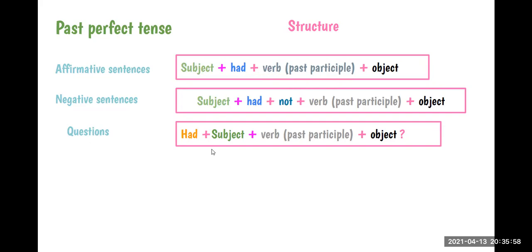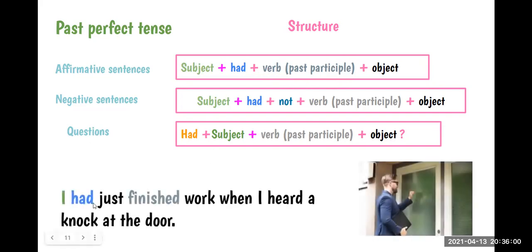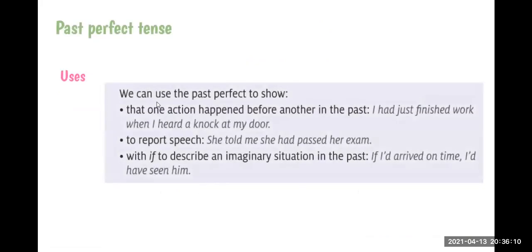Okay? For example, I had just finished work when I heard a knock at the door. Okay? We use the past perfect to show that one action happened before another action in the past. For example, the sentence that I told you before. I had just finished work when I heard a knock at my door. Ok, entonces esta acción pasó primero, terminó primero y luego empezó la otra acción.